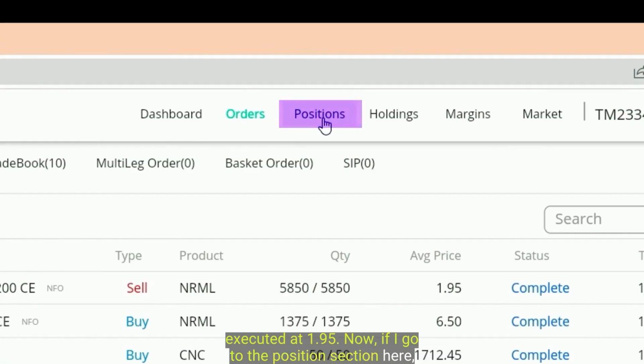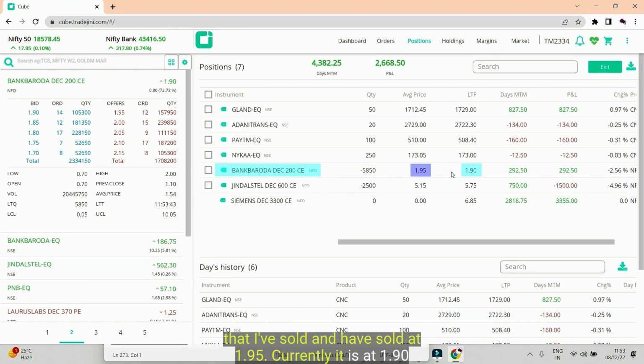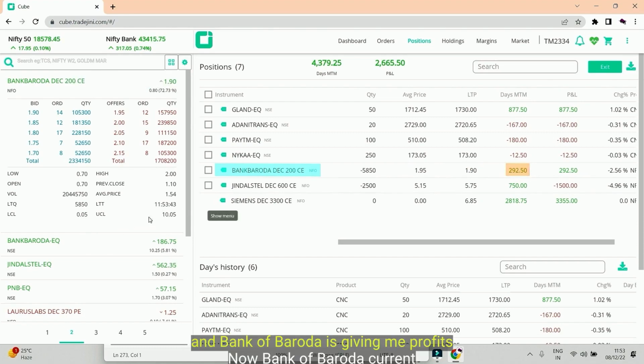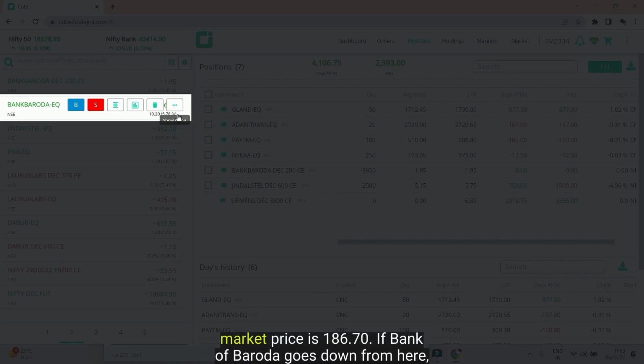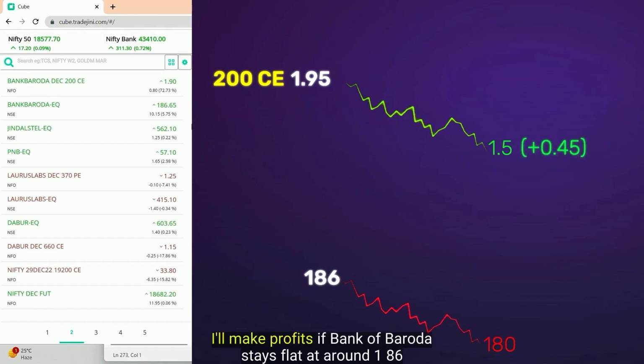Now if I go to the position section here, you will see Bank of Baroda minus 5850. Minus again indicates that I've sold, and I've sold at 1.95. Currently it is at 1.90 and Bank of Baroda is giving me profits. Now Bank of Baroda's current market price is 186.70. If Bank of Baroda goes down from here, I'll make profits.